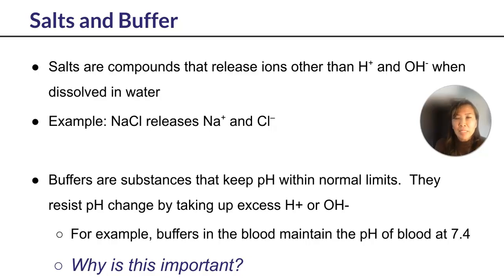So we need to maintain a very narrow window of what we allow as far as the pH in our blood, because we need that pH to make sure that our proteins and our enzymes are functioning properly, because their structure isn't compromised.